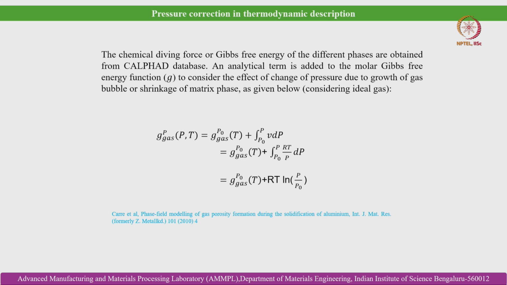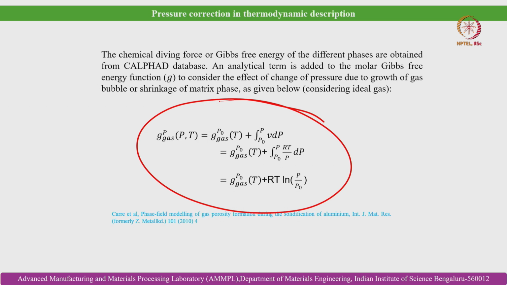The chemical driving force, or Gibbs free energy, of the different phases are obtained from the Calphad database. An analytical term is added to the molar Gibbs free energy function G to consider the effect of change of pressure due to growth of gas bubble or shrinkage of matrix phase, which is depicted below, considering an ideal gas. So G gas as a function of pressure and temperature, P T, is equal to G gas at P 0 as a function of temperature plus integration from P 0 to P of V dP.